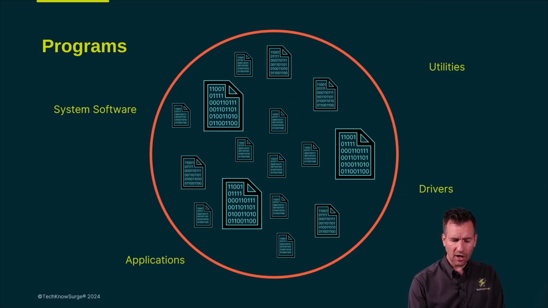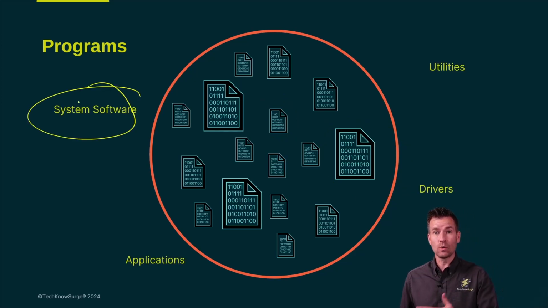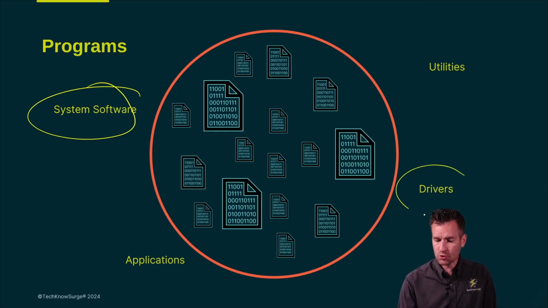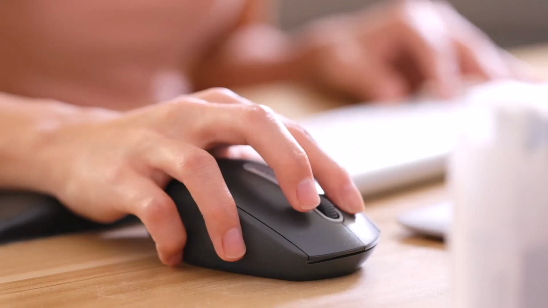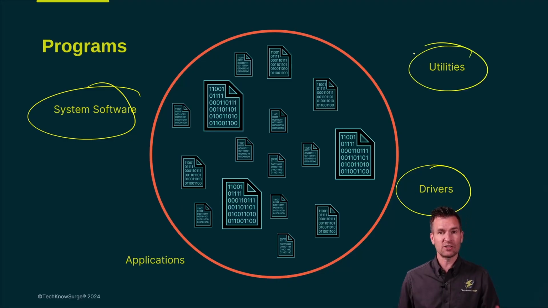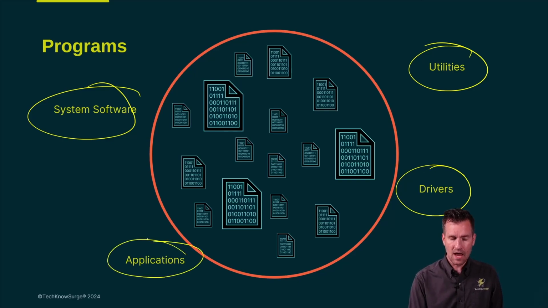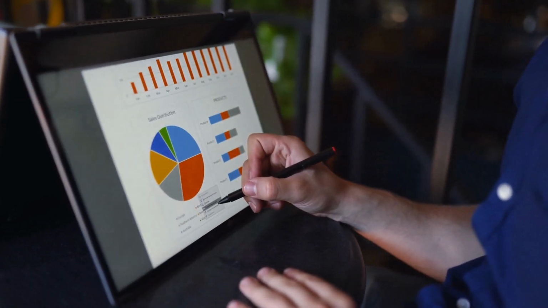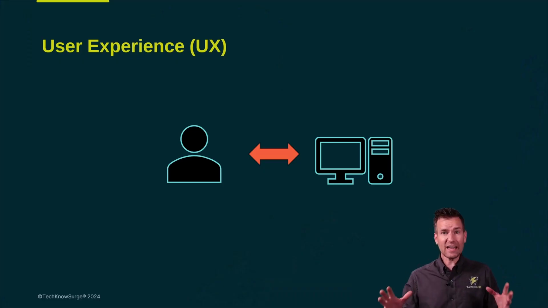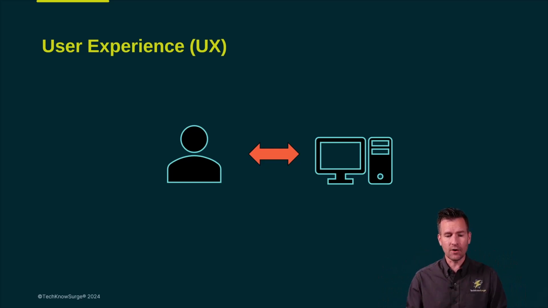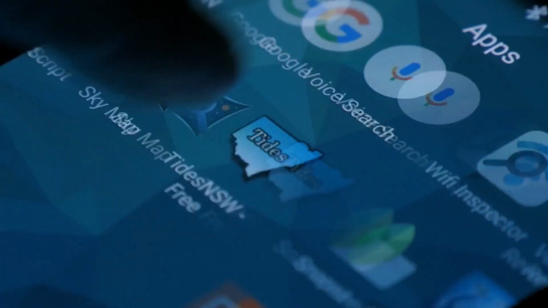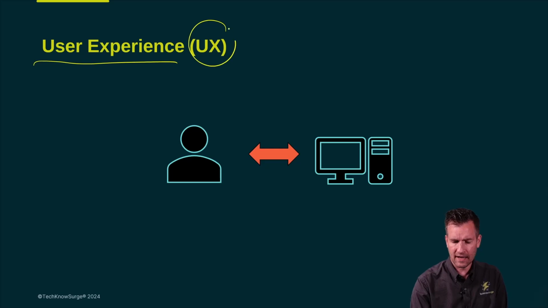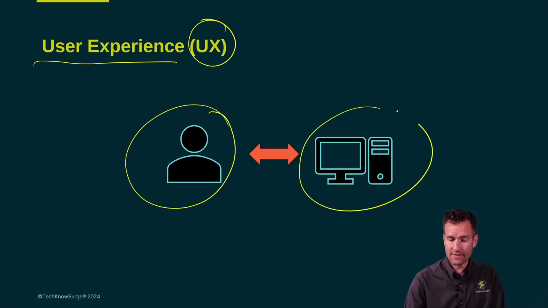Some of those programs are system software designed to run that computer. And maybe they need drivers so they can run certain aspects like the hardware of that computer. Or maybe it's a utility. There's a lot of utilities that help us manage that computer, or applications, software that we use to actually carry out some sort of function. And really, all that software works together to provide us some sort of user experience, or it's abbreviated as UX. So it really allows us to interact with that computer.